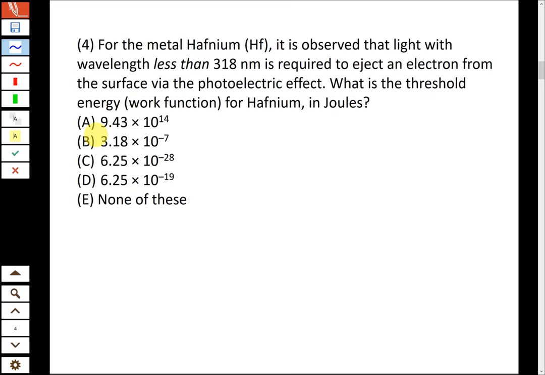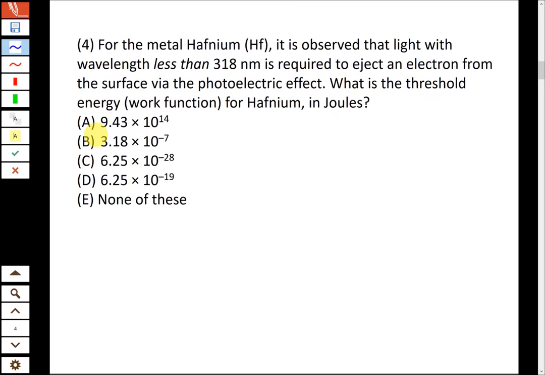So here we're talking about the metal hafnium. It's observed that light with wavelength less than 318 nanometers is required to eject an electron from the surface via the photoelectric effect. What is the threshold energy for hafnium in joules?